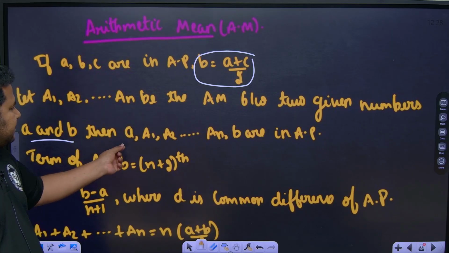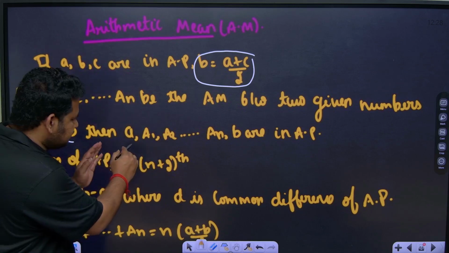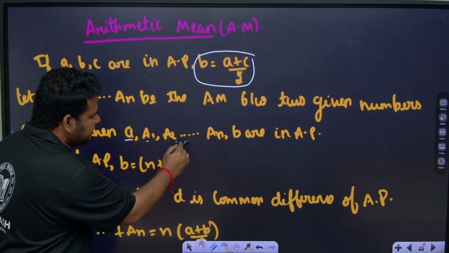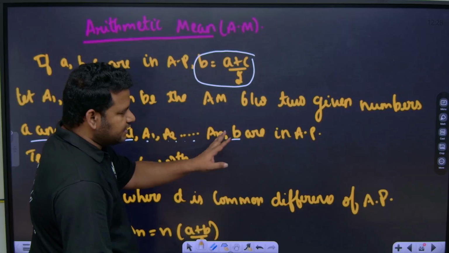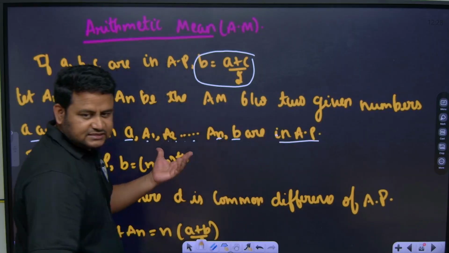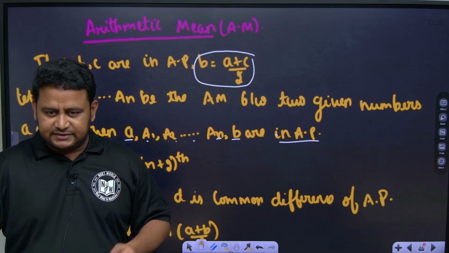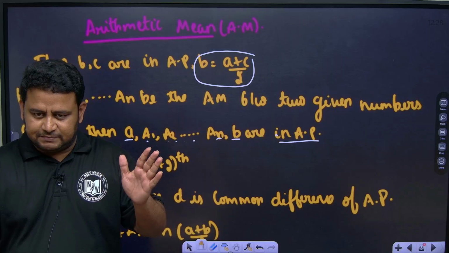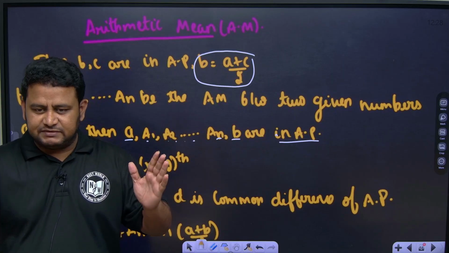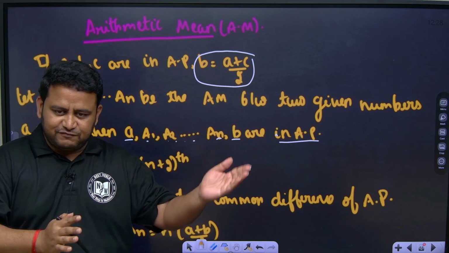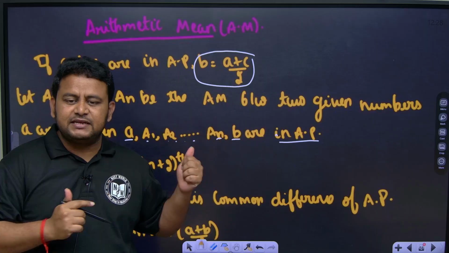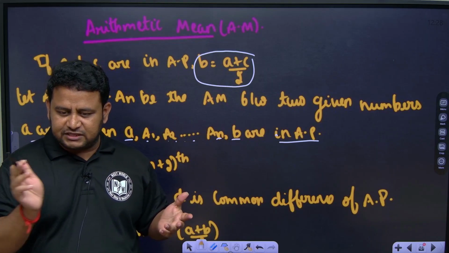Okay, then between a and b, a will come here, between them A1, A2 up to An, and then b, they are in AP. Suppose this is a, this is b, and between them there are so many arithmetic means. If you place them in a sequence a, then A1 up to An, then followed by b, then everything will be in AP.